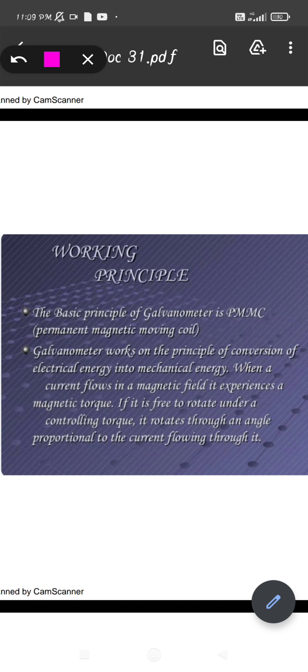Now what is the working principle of the galvanometer? We have seen that the galvanometer is a device which measures the smallest current passing through the circuit. The moving coil galvanometer is the commonly used one, named so because it has a pointer which rotates or moves. You can see this in the lab also, that we have a pointer which moves. That's why it is known as the moving coil galvanometer.